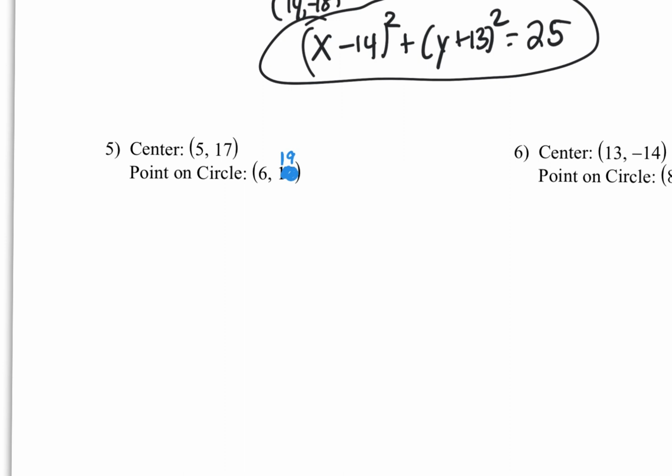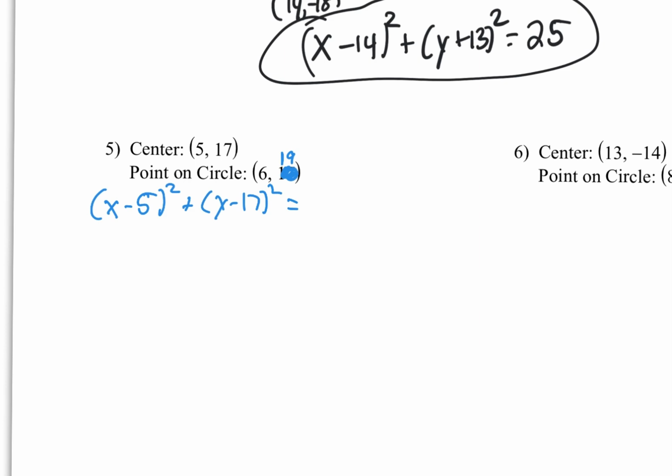But it's done the same way. So we flip the 5 to -5 and the 17 to -17 when you write the equation. So it's x minus 5 squared plus y minus 17 squared equals, now we have to figure out what it is.